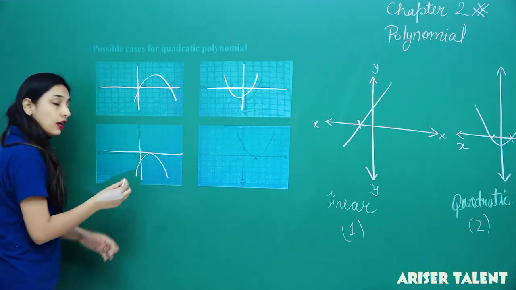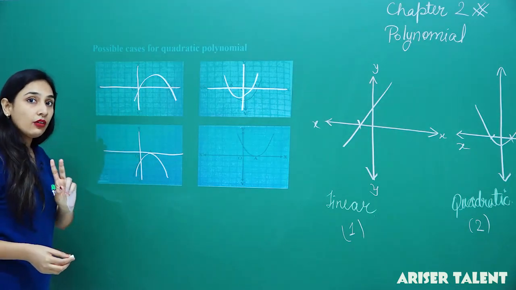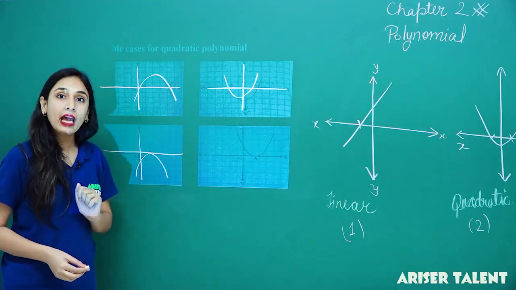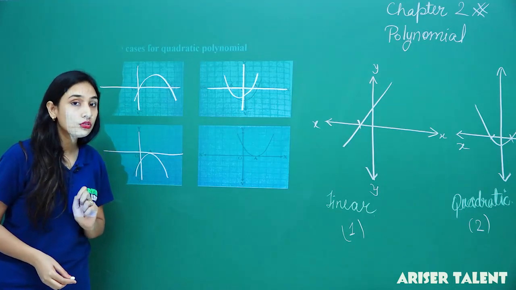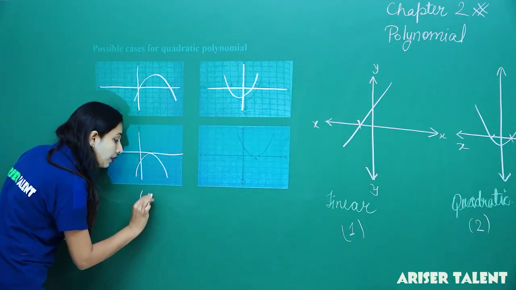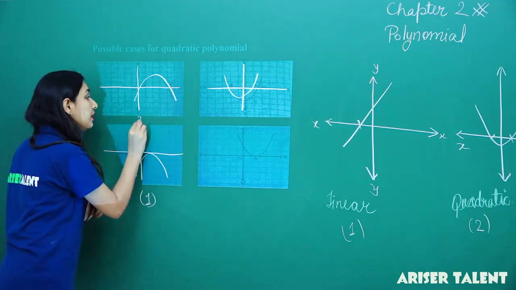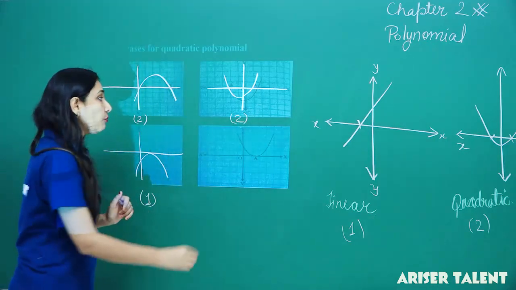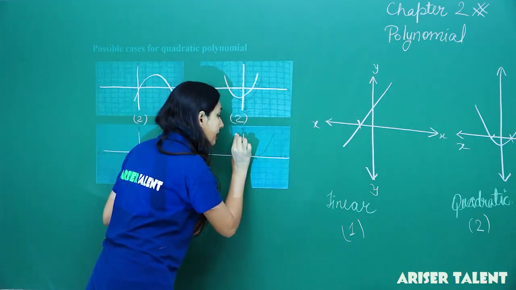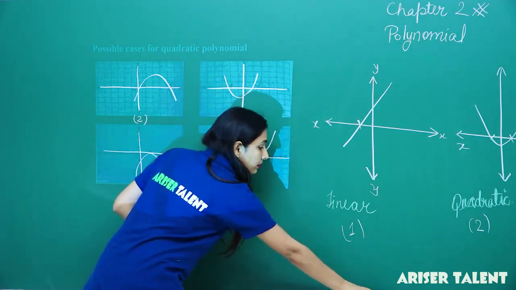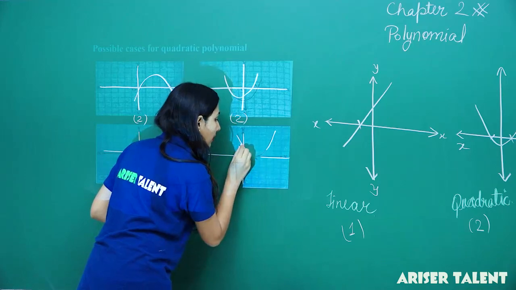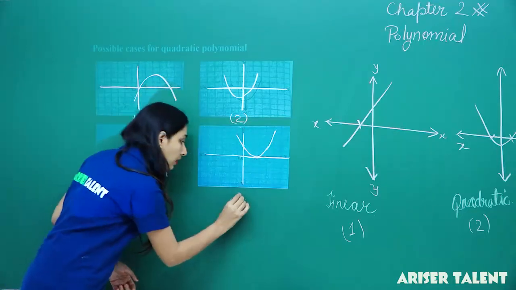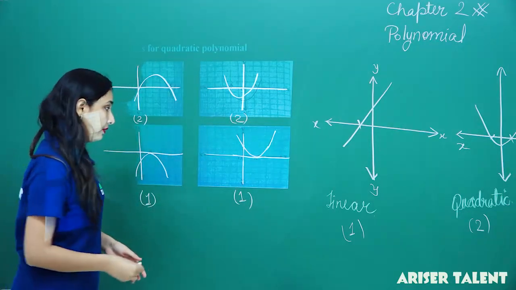So it is a quadratic polynomial, but it will not have two zeros of the polynomial. It will have only 1 zero of the polynomial. The earlier one was having 2 zeros of the polynomial. This one will also be having 2 zeros of the polynomial. And this, I'll draw it again. This is again having 1 zero of the polynomial, right?